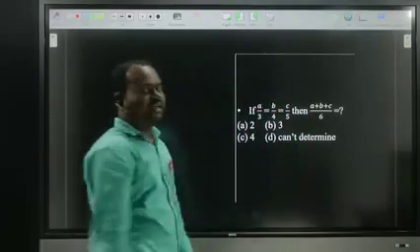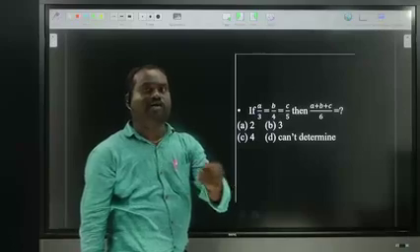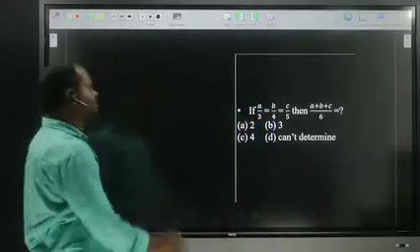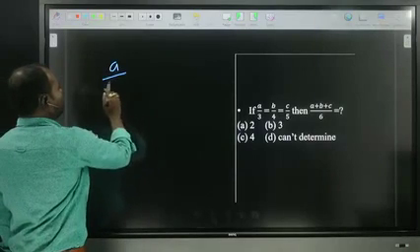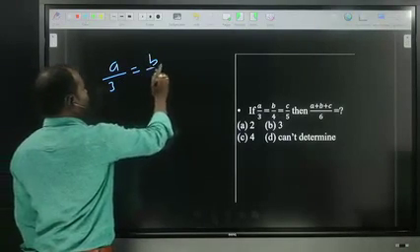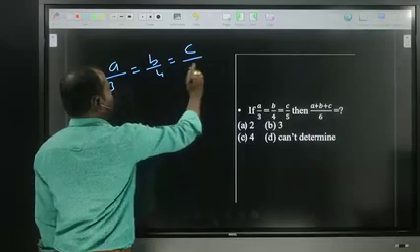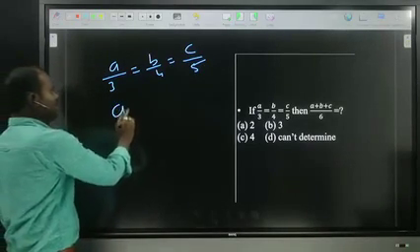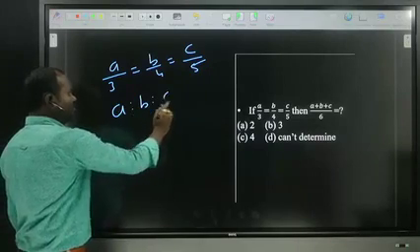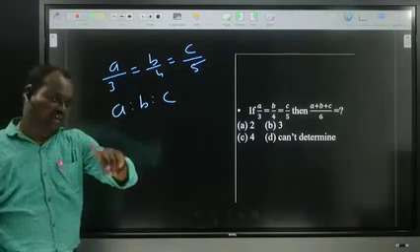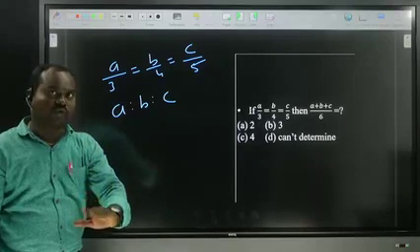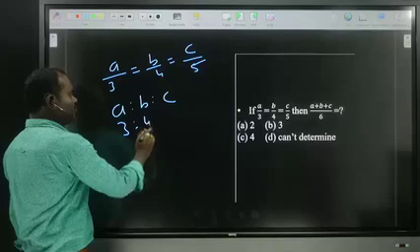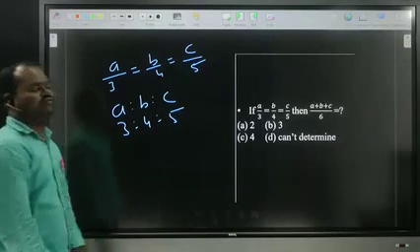Now the earlier question was in multiplication manner. Now the question is in division manner: A by 3, B by 4, C by 5. When the question is in division manner, nothing to do. A is to B is to C means just the denominators will become the answers. So what are the denominators? 3 is to 4 is to 5.